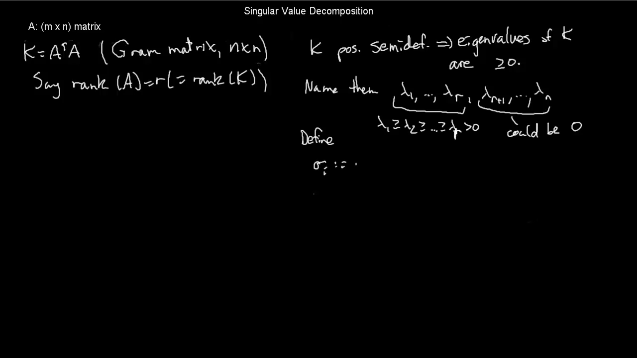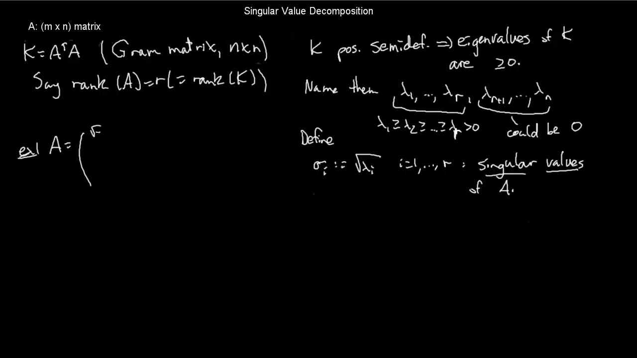So what we'll do is define the sigma i's. Sigma 1 is the square root of lambda 1. Sigma 2 is the square root of lambda 2, and so on, all the way up to sigma r being the square root of lambda r. And again, I'm going to fix an ordering on the eigenvalues of K so that lambda 1 is at least as big as lambda 2, which is at least as big as lambda 3, and so on down to lambda r. These sigma i's, the square roots of the lambda i's, are the singular values of A. That's the definition that I'm going to make.